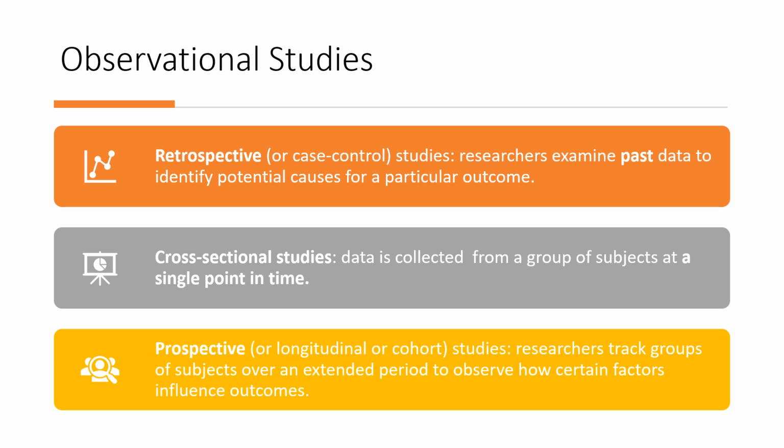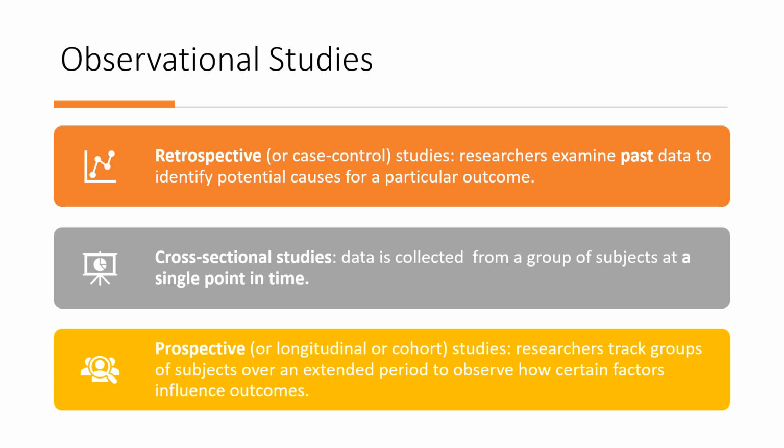There are three main types of observational studies. The first one is retrospective studies, also known as case control studies, where these studies examine past data to identify potential causes or contributing factors for a particular outcome. For example, looking at medical records of patients who developed lung cancer and comparing their smoking history to those who didn't is a retrospective study.